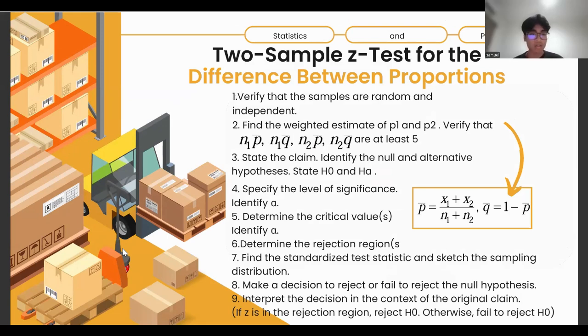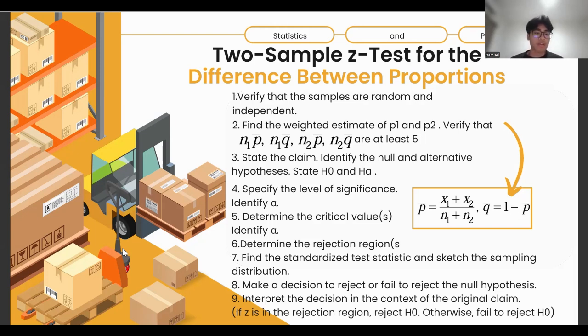Okay, so next we're going to discuss still the two-sample z-test to test the difference between proportions. So first, we have to verify that the samples are random and independent. Second, you have to find the weighted estimate of P1 and P2. And third, you have to state the claim and identify the null and alternative hypotheses. You have to state H0 and HA as well. Fourth, you have to specify the level of significance and identify alpha.